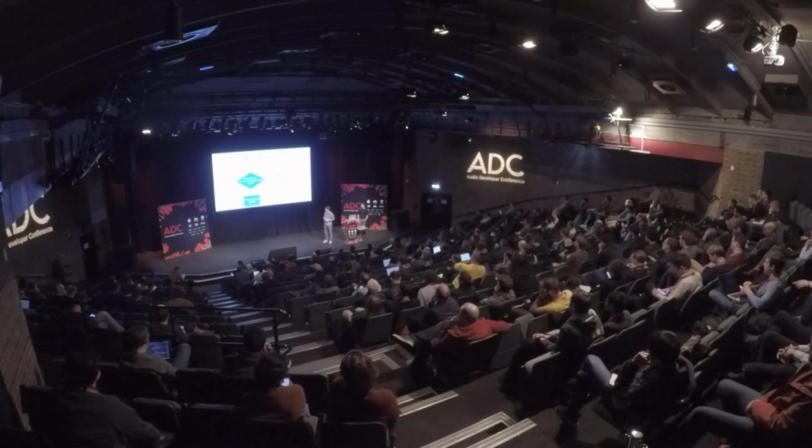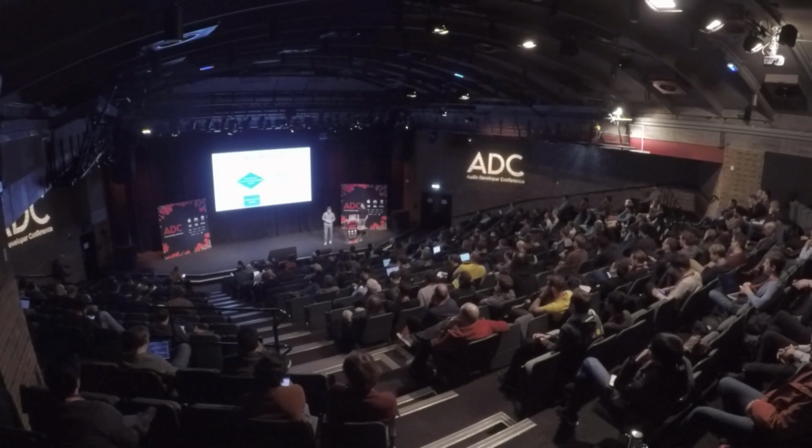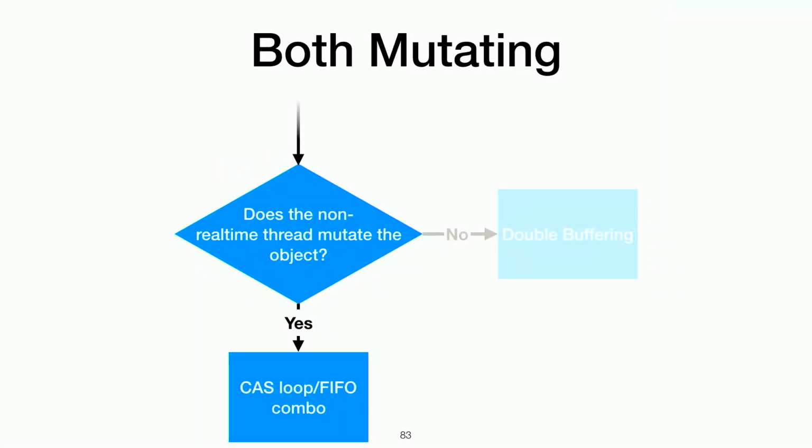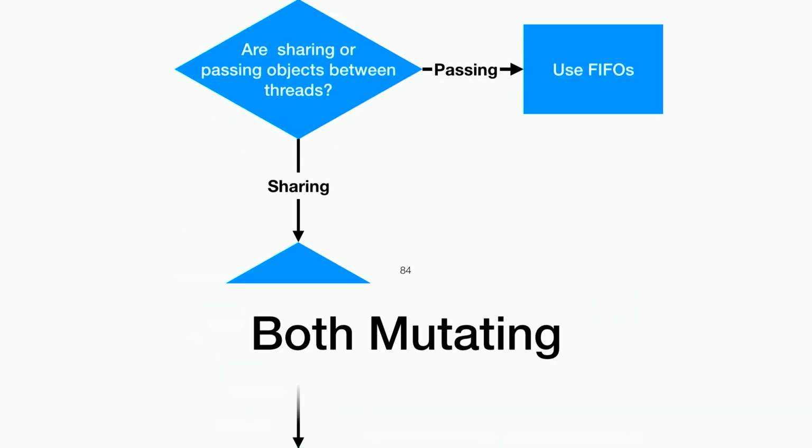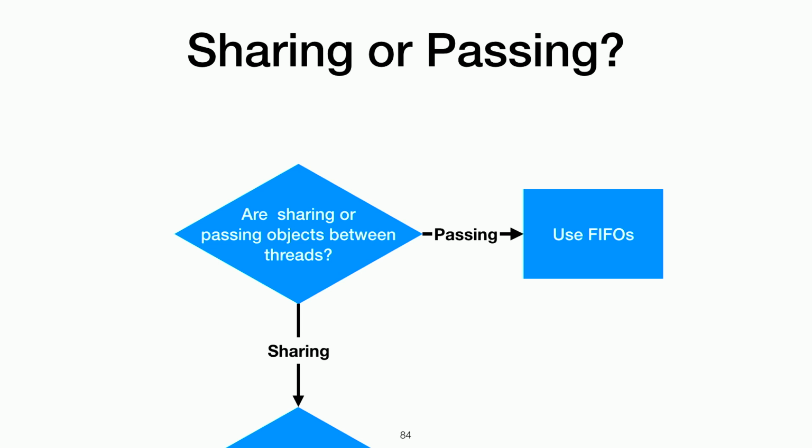Okay, so let's go to the next example. This is the hardest example. You have multiple threads, real-time and non-real-time threads that want to mutate the same data. But before we go into that, remember at the very beginning of the talk, we skipped one of the answers, which is what happens if you're not sharing data, but actually passing data from one thread to the other.